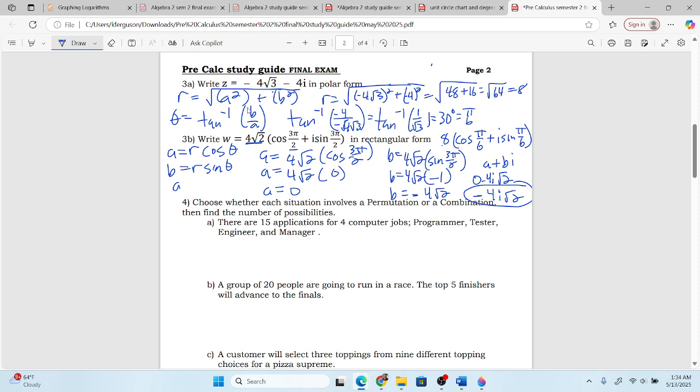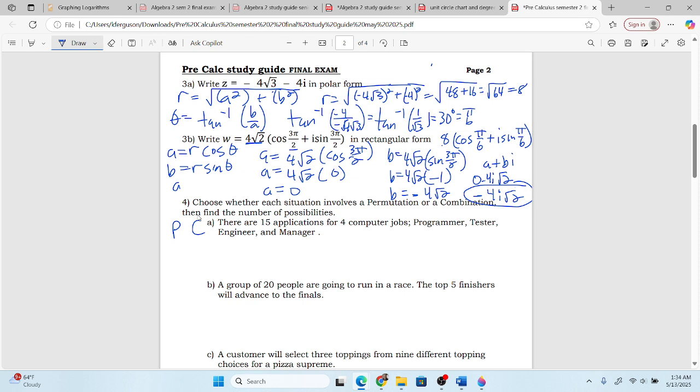So here we go. Choose whether each situation utilizes permutation or combination, and then find the number of possibilities. There are 15 applications for 4 computer jobs: programmer, tester, engineer, and manager. All right. And so, is that a permutation or a combination? Well, let's remember what a permutation is and what's a combination.